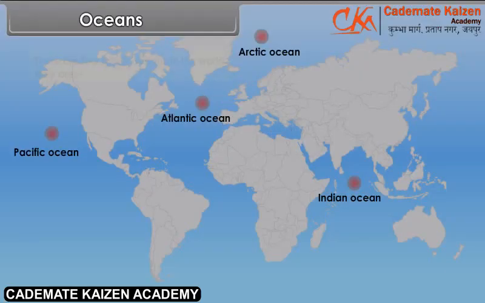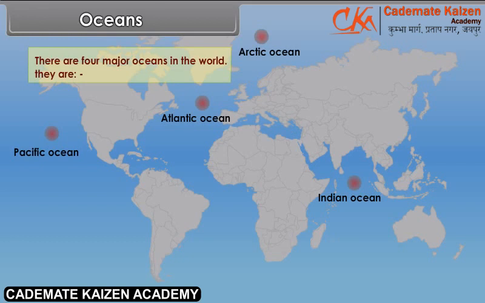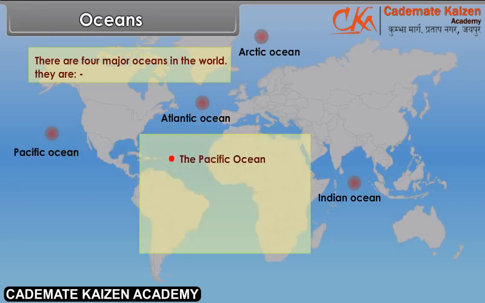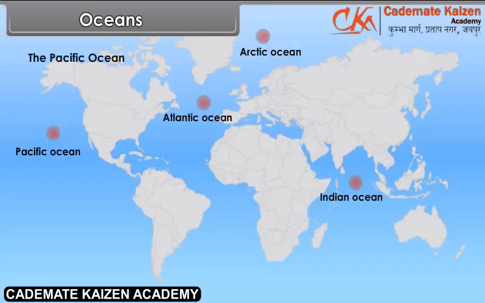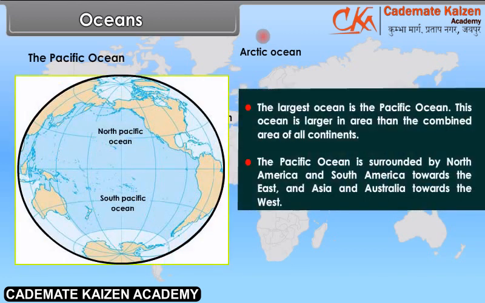Oceans. There are 4 major oceans in the world. They are the Pacific Ocean, the Atlantic Ocean, the Indian Ocean, the Arctic Ocean. The Pacific Ocean. The largest ocean is the Pacific Ocean. This ocean is larger in area than the combined area of all continents.